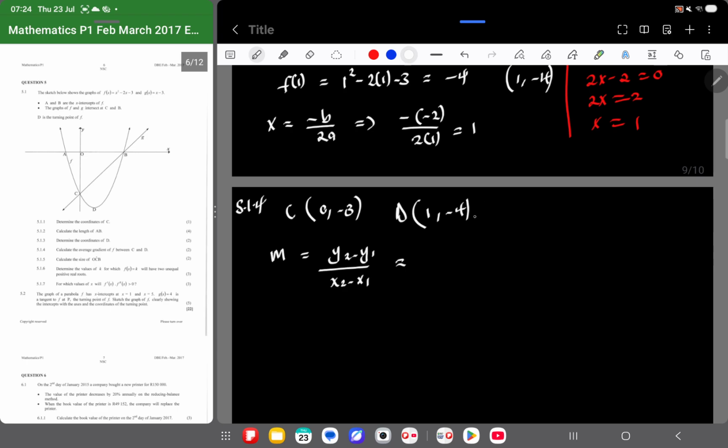I will choose this to be my y2, this one. I'll take negative 4 minus negative 3 over 1 minus 0, because I took this to be my point 2. So I took negative 4 plus 3, which is negative 1 over 1. And then this implies that m there is equal to negative 1.